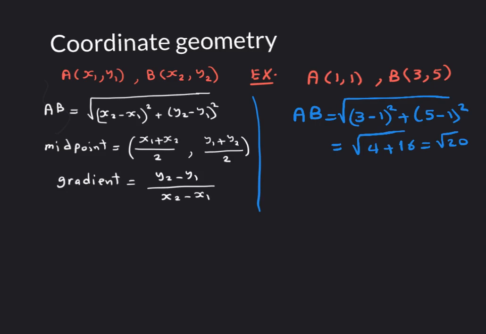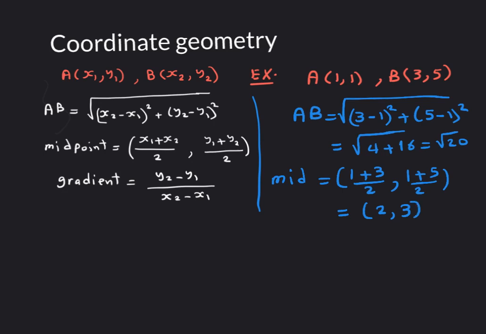We can find the midpoint between A and B. The midpoint will be (1 plus 3) over 2 for x, and (1 plus 5) over 2 for y. So 4 over 2, which is 2, and 6 over 2, which is 3. So the midpoint is (2, 3).